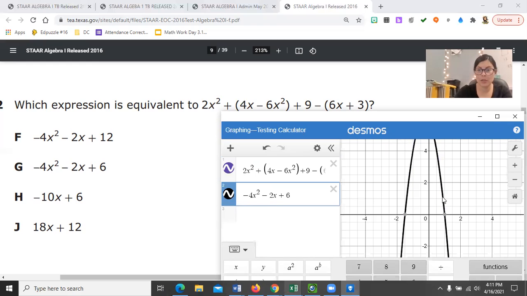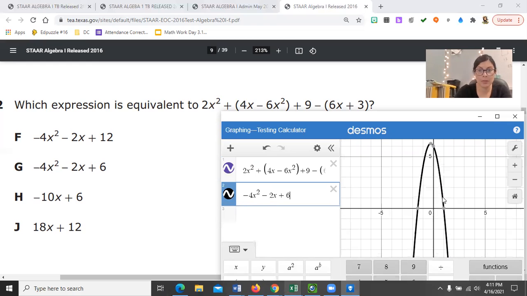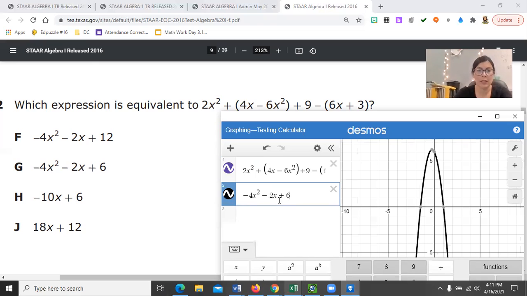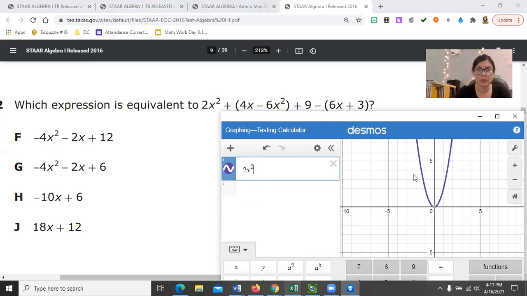So if I just graph them, do they make the same graph? Oh, that was G. Oops, I skipped. If I type in F, look, they're not the same graph. You see that they're two different graphs. If you type in H, oh no, I just deleted everything. Oops.